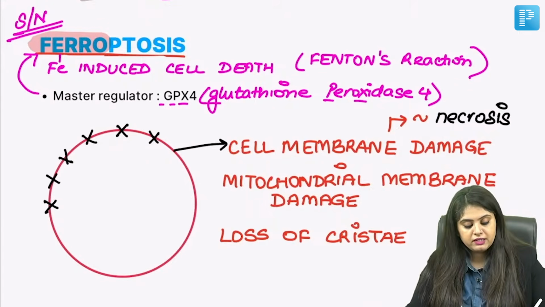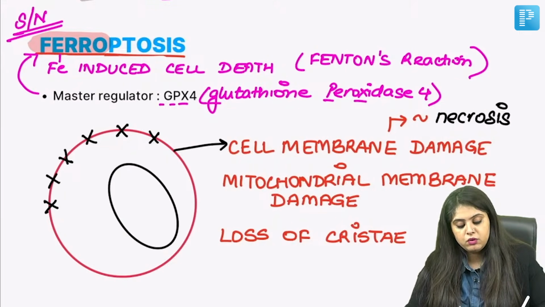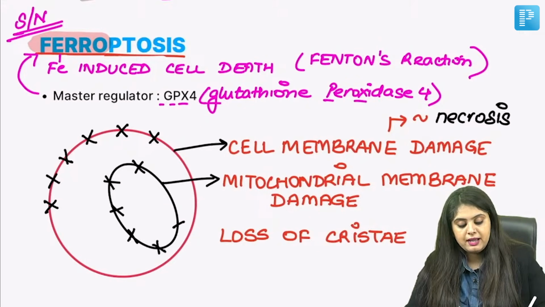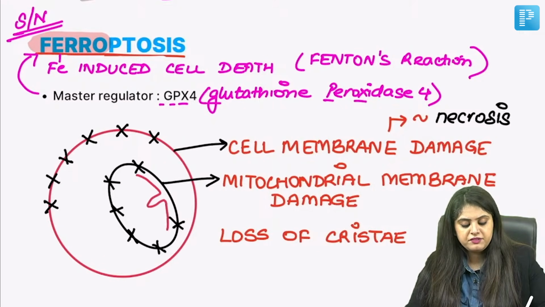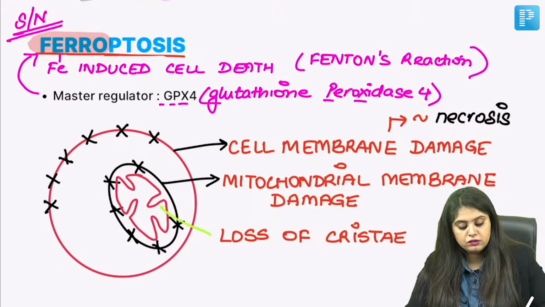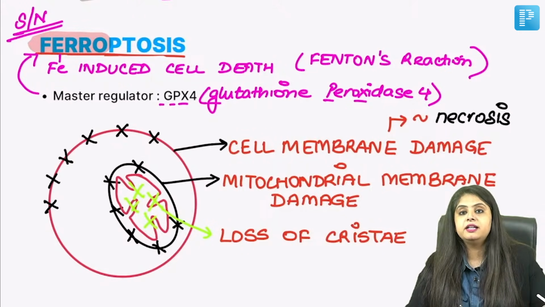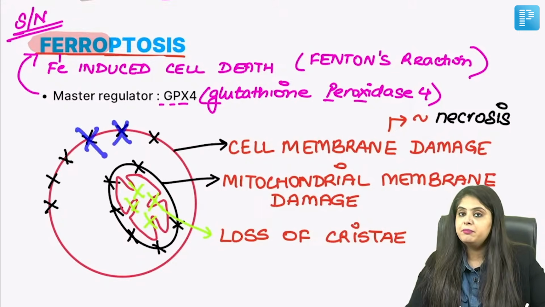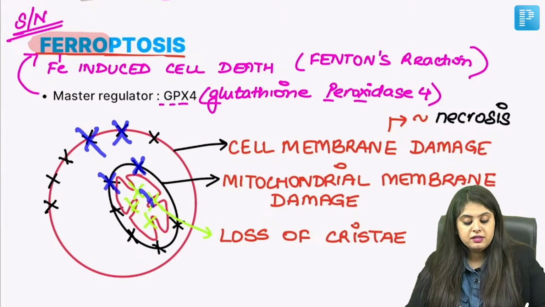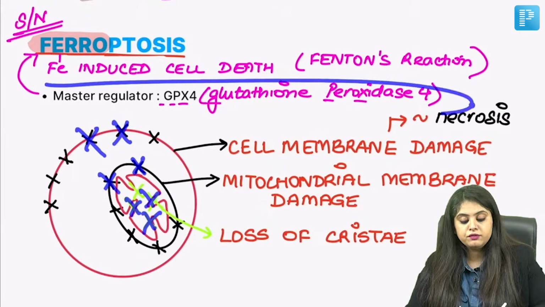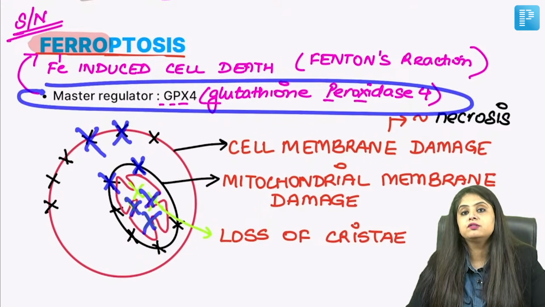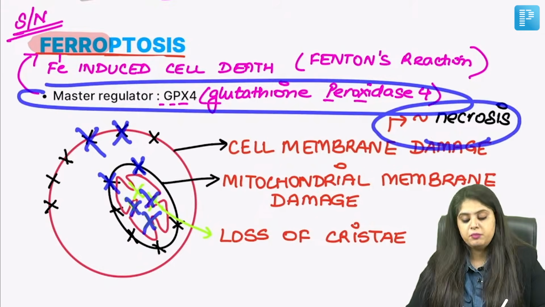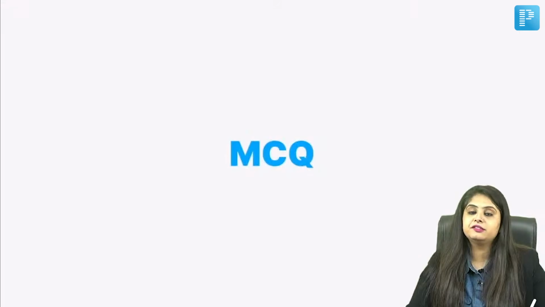What else? Then let me look at the mitochondria. They are saying that the mitochondrial membrane will also get damaged. So the outer membrane of the mitochondria is going to get damaged. And what is inside the mitochondria? Ma'am, we have these kind of folds. What are these called? These are known as cristae. They are saying that the cristae will also get lost. There is damage to the cristae. So what are the effects of iron in cell death? Iron causes cell death, so the cell membrane is lost, the mitochondrial membrane is lost, the mitochondrial cristae are lost. Who causes all of this? This is caused by an enzyme called glutathione peroxidase 4. What is it similar to? Necrosis or apoptosis? It is similar to necrosis.